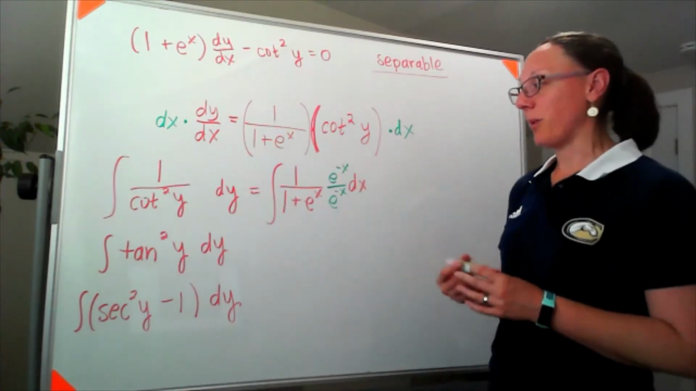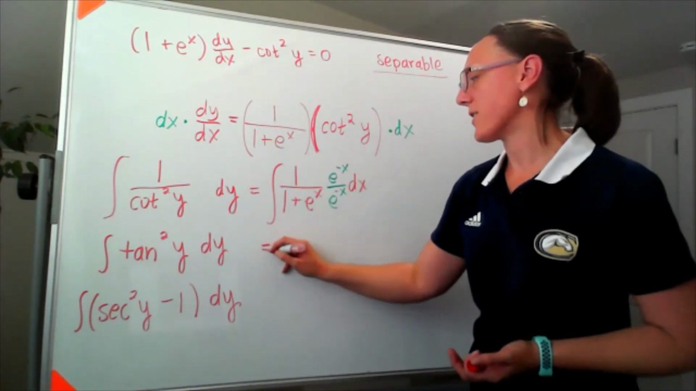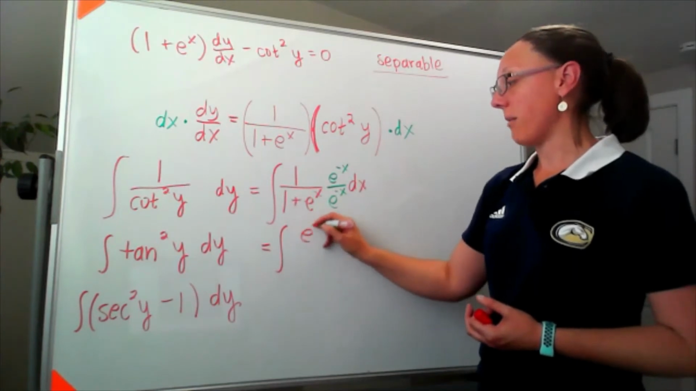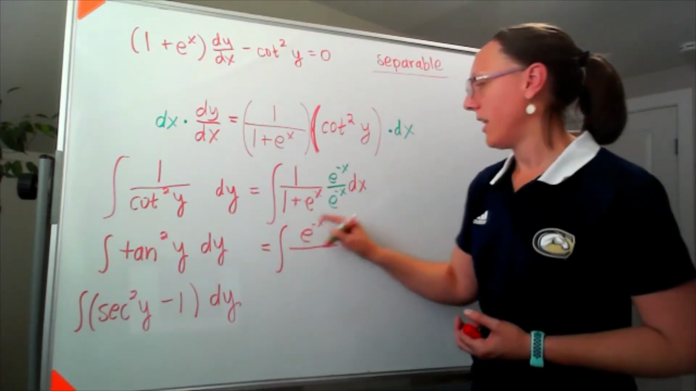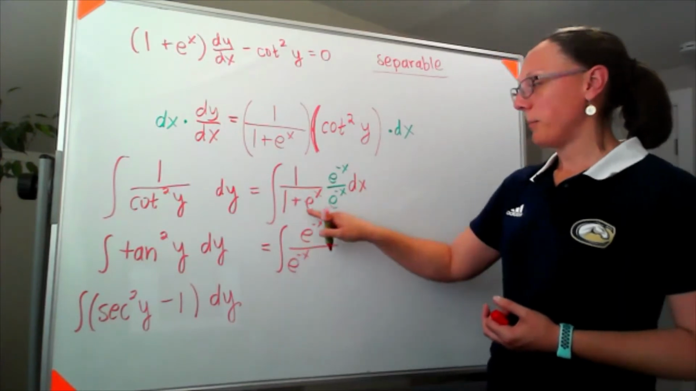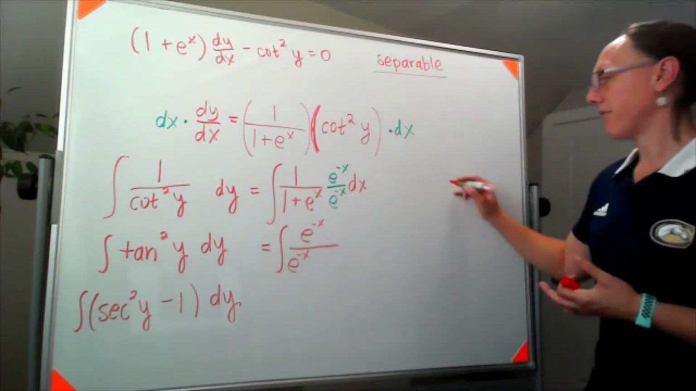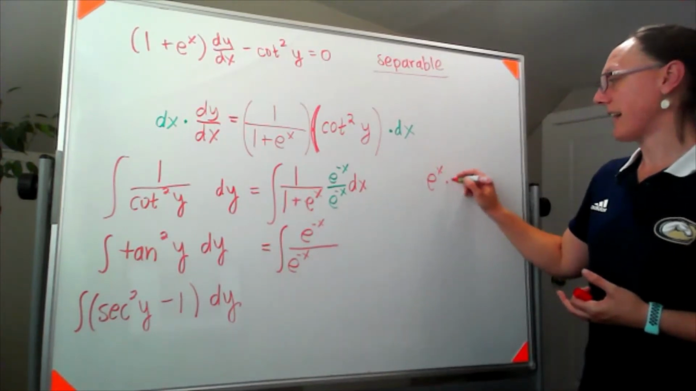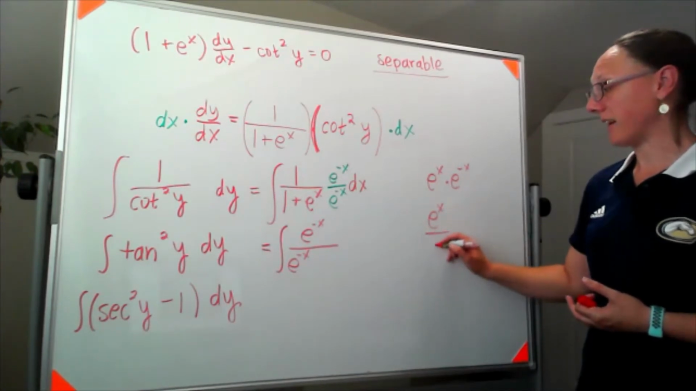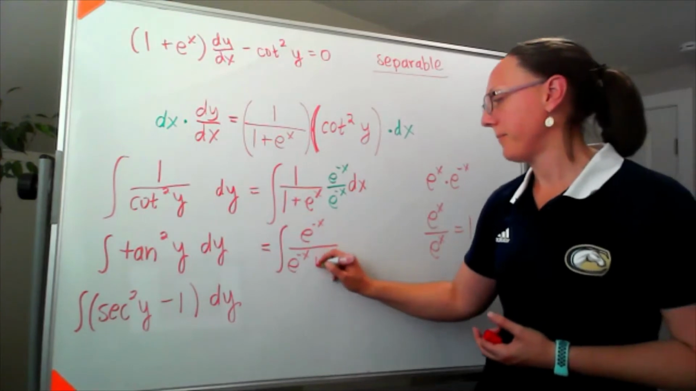The reason I'm multiplying by e to the negative x is that now when I distribute that e to the negative x through in the denominator, e to the negative x times 1 is e to the negative x, but e to the x times e to the negative x, that's like I'm saying e to the x divided by e to the x. So that's going to be equal to 1.